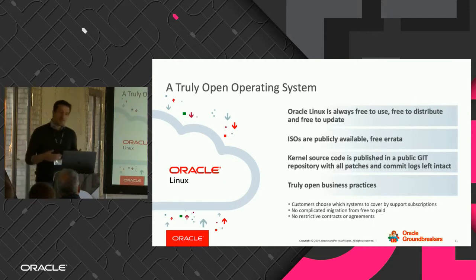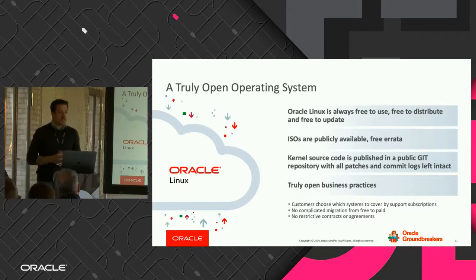ISOs for Oracle Linux are publicly available, and even the free errata. So you can get all the updates for Oracle Linux without any kind of payment. We also release our kernel source code. On top of Oracle Linux, we have two types of kernels. We have the Red Hat compatible kernel, and we also have the Unbreakable Enterprise Kernel, so the Oracle kernel, that is at the end the kernel used on Oracle Cloud and Oracle Engineered Systems. And we always release the kernel source code. Lately, by an evaluation done on kernel.org, today Oracle is the third contributor for the Linux kernel.